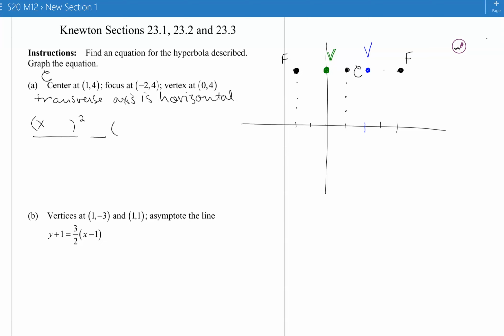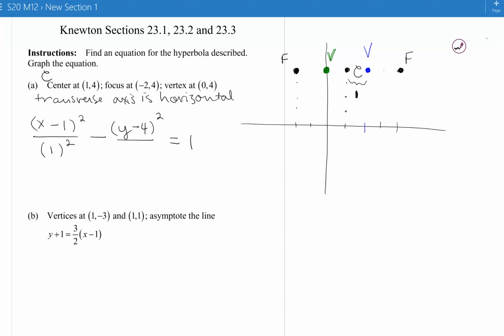So now I'm going to leave space to put my shift in there. So this is my kind of bare bones. I don't quite know what's going on exactly yet. And then let me fill in. So it's x minus 1 quantity squared, since the center has an x coordinate of 1, and y minus 4 quantity squared, and that's what shifts the center up 4. Okay, so now we know in the x direction, from the center to the vertex is a distance of 1. So there'd be a 1 squared.